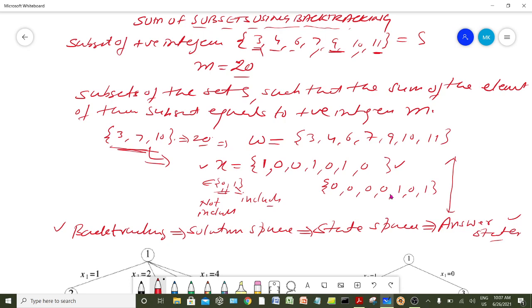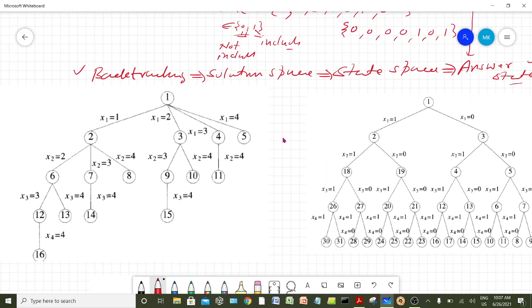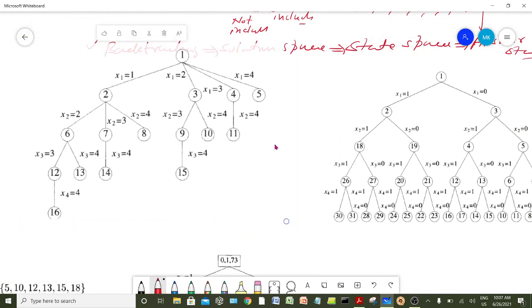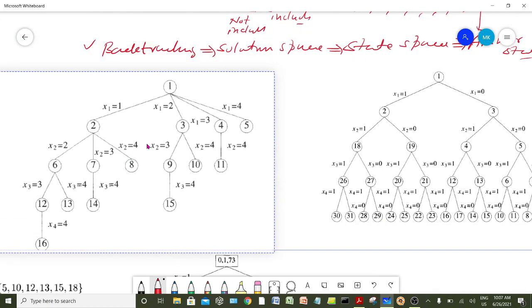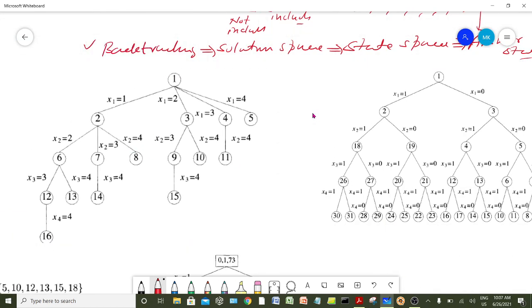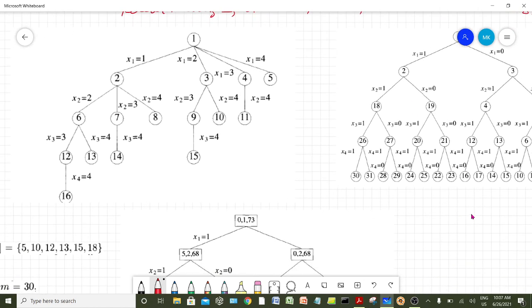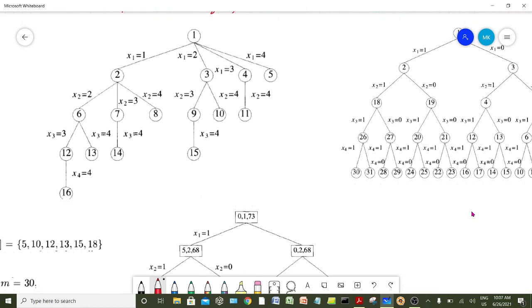The first thing that comes is the state space tree. This problem can be solved in two ways. One is the fixed tuple solution and the second one is the variable tuple solution. We are going to look at them one by one. This is the state space tree, or solution space representation, for the variable tuple size, the solution tuple, and this one is for the fixed tuple size.